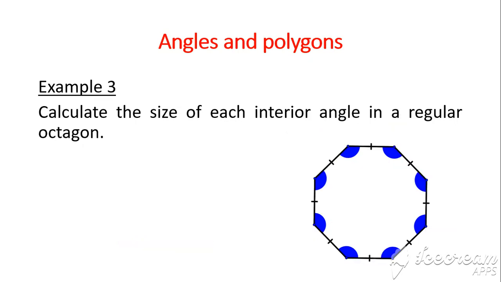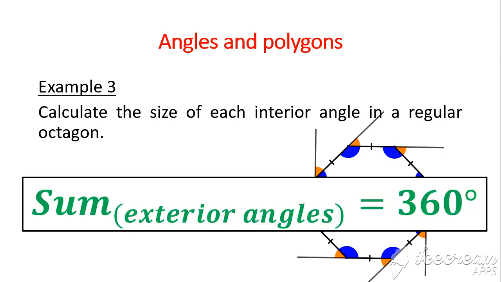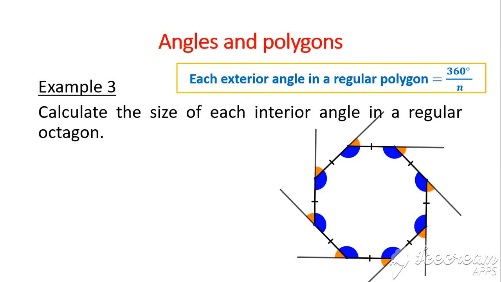So let's do example 3 to wrap up and see if you follow along once more. Calculate the size of each interior angle in a regular octagon. Well, here's the exterior angles I've added. We've just talked about the sum of the exterior angles is always 360, don't care how many sides. So therefore, each exterior angle is 360 divided by n. So 360 divided by 8, because the octagon's got 8 sides, is 45 degrees.